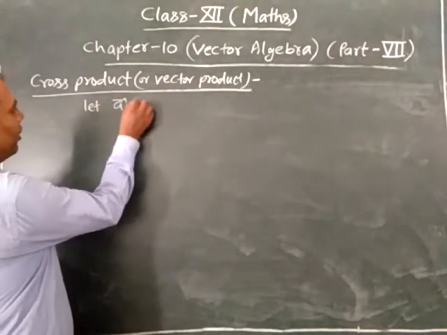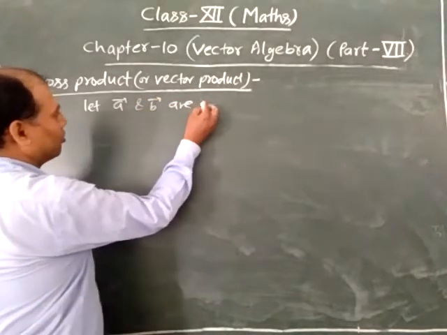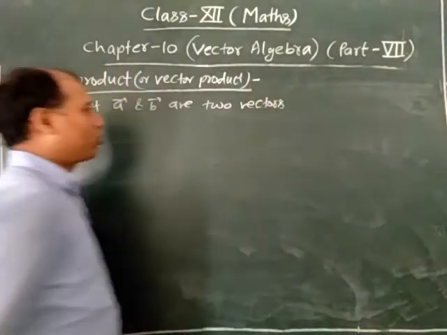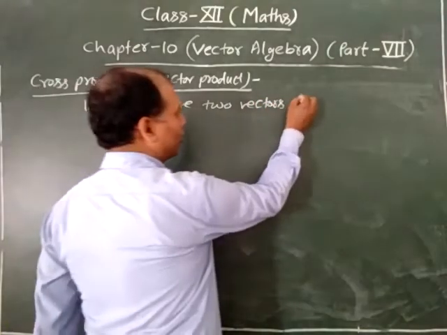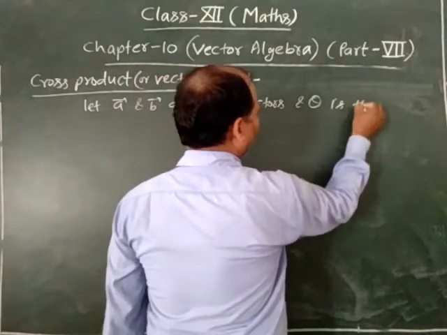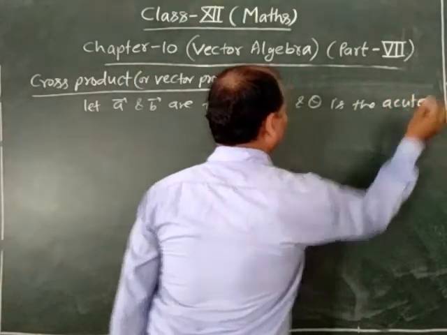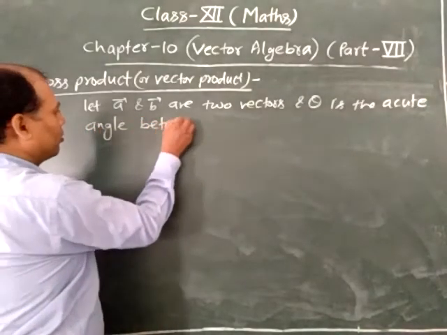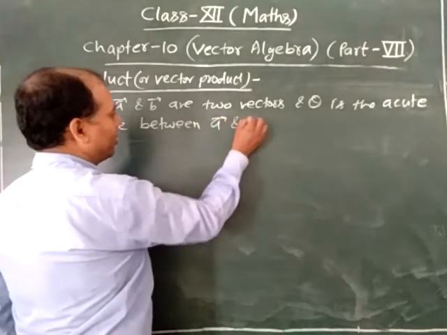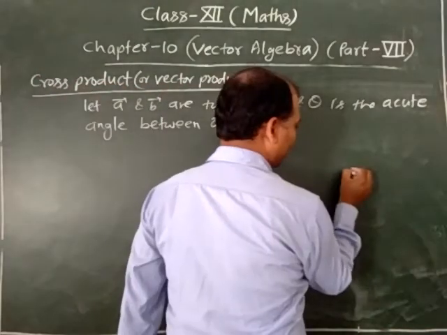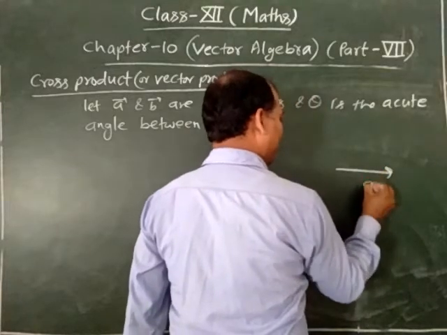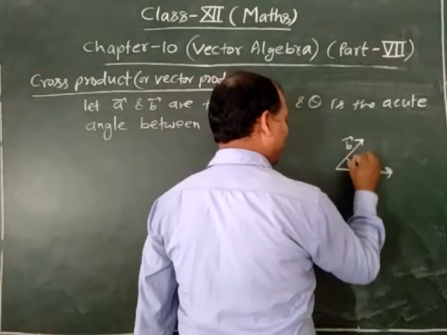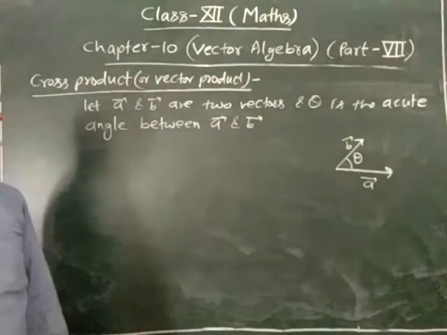Let vector A and vector B be two vectors, and theta is the acute angle between vector A and vector B. That means suppose that one vector is this, vector A, and another vector is B, and theta is the acute angle between these two vectors.